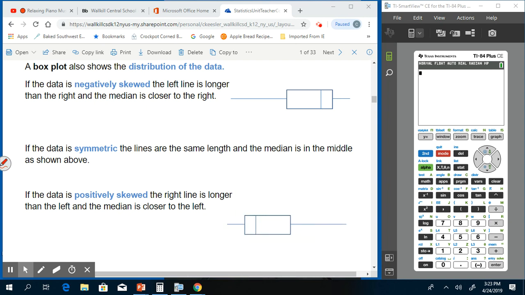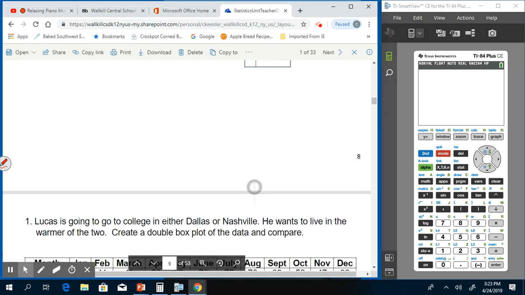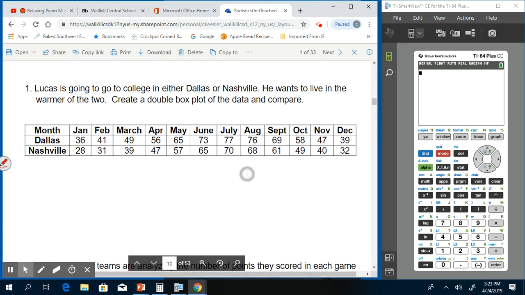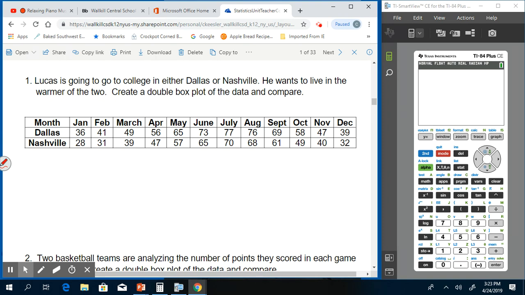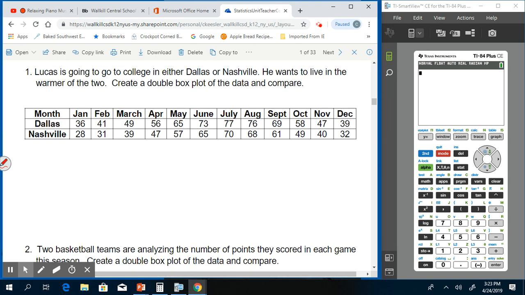All right, so again, there is a way to have your calculator help you set this up. So we have Lucas is going to college in either Dallas or Nashville. He wants to live in the warmer of the two. Create a double box plot of the data and compare. All right, so we have to come up with our measures of variation for both of the sets of data.